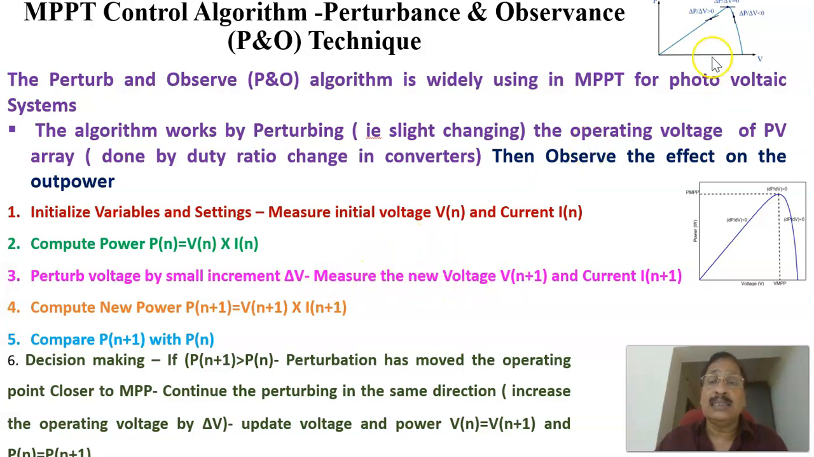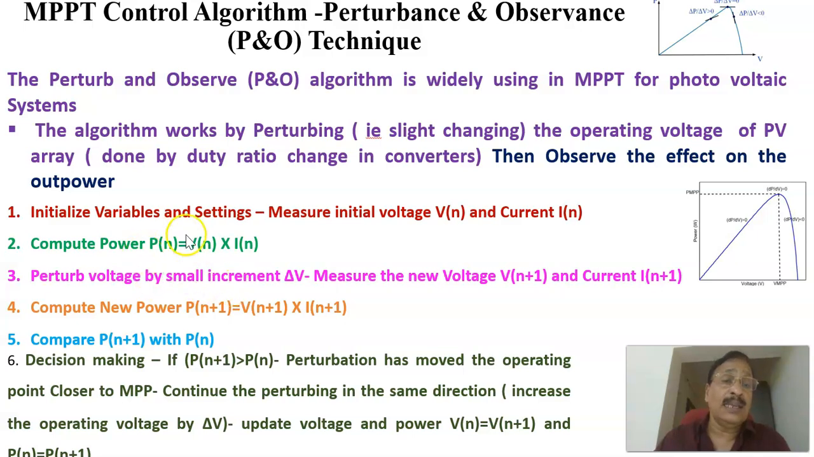Measure the new voltage after perturbation. The voltage has changed from Vn to Vn plus 1, and the current has changed from In to In plus 1. Then take the product of Vn plus 1 and In plus 1, and we compute the new power, Pn plus 1. Previously it was Pn, now it is Pn plus 1. Then we calculate the change in power, delta P, which is Pn plus 1 minus Pn.